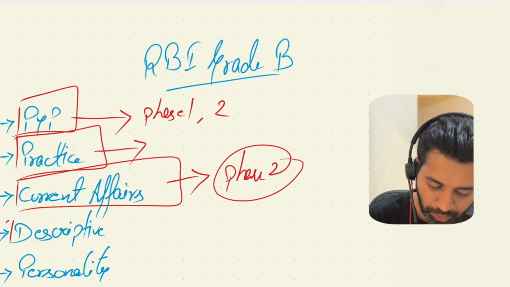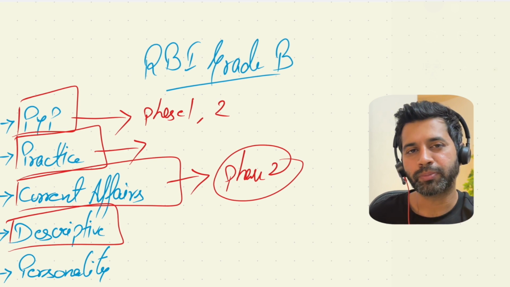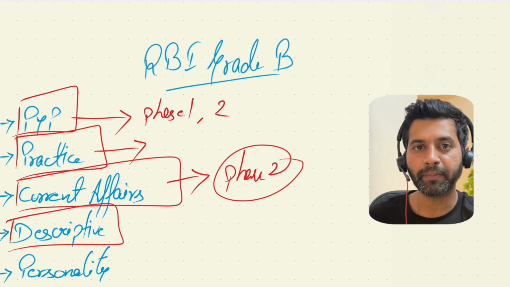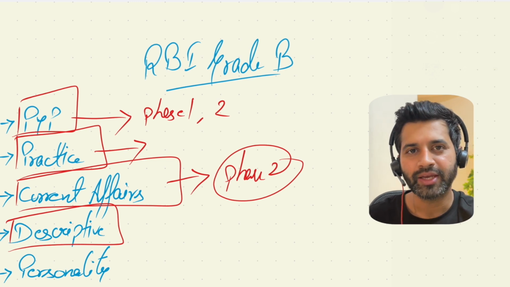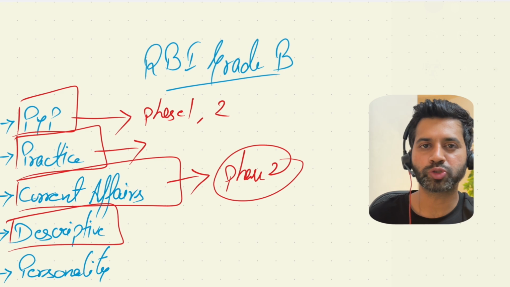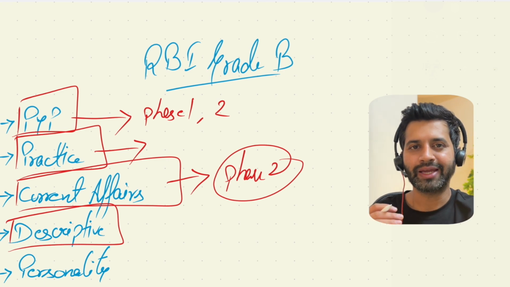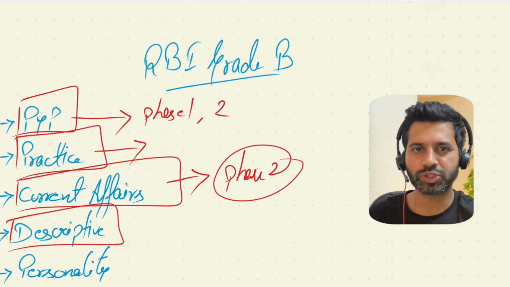Third very important point is descriptive writing. Now, people don't pay attention to descriptive writing, but I want to tell you that descriptive writing acts as a game changer. Why? If you do the analysis of the phase 2 part, you'll realize that much of the portion in phase 2 is descriptive in nature. It is phase 1 which is objective in nature.